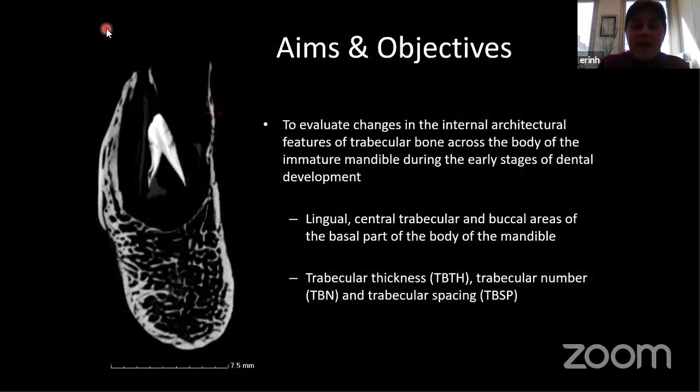Thus, the aim of our study is to evaluate changes in the internal architecture and trabecular bone across the body of the immature mandible during the early stages of dental development. How we did this was to look at the lingual, central trabecular, and buccal areas of the basal part of the body of the mandible. In looking at these respective areas, what we focused on predominantly for the purpose of this presentation was the trabecular thickness, the trabecular number, and the spacing between the trabeculae in this area of the mandible itself.